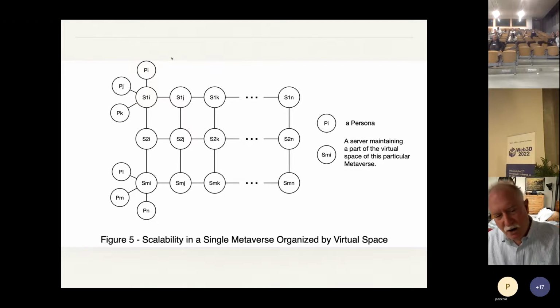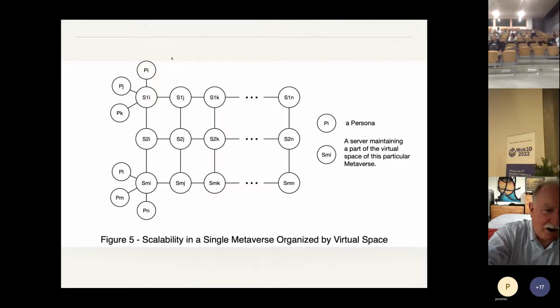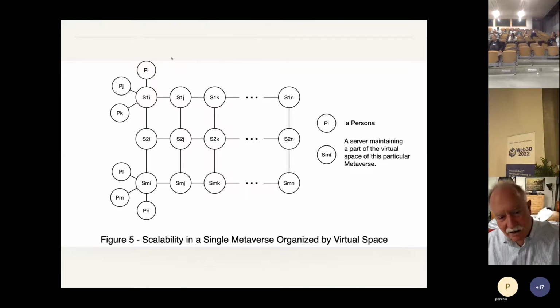So if you start in the lower left-hand corner and you're P of M and you're in the space modeled by server SMI, you can start walking. Let's assume that you can walk to server S2I or SMJ or whatever, and that will give you a new piece of territory. And if you turn around and look back, you can see in lower resolution the server you just left, or a little piece of it. So if you're going to do scalability and make it so you can walk across your whole individual metaverse, you'll have to think of an architecture like this.